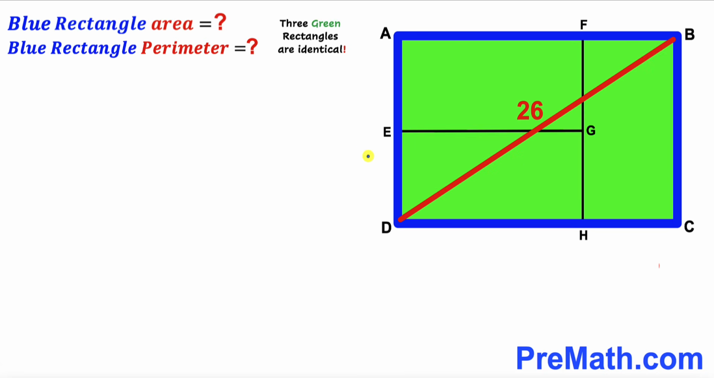In this video, we have this blue rectangle ABCD that consists of these three identical green rectangles, as you can see in this given diagram, such that BD is the diagonal of this blue rectangle, and moreover, this diagonal BD is 26 units long. Our task is to calculate the area of this blue rectangle ABCD, and we are going to calculate the perimeter of this blue rectangle as well.